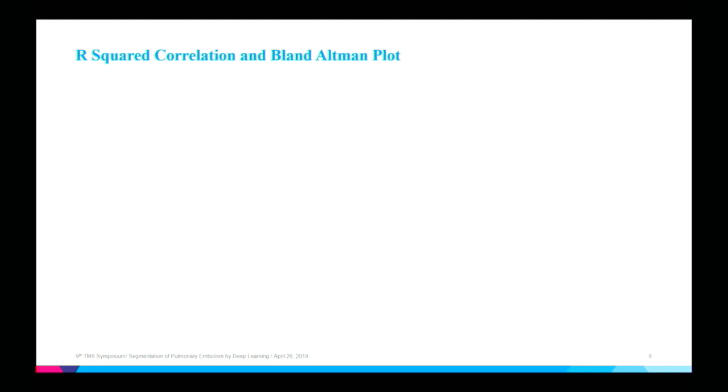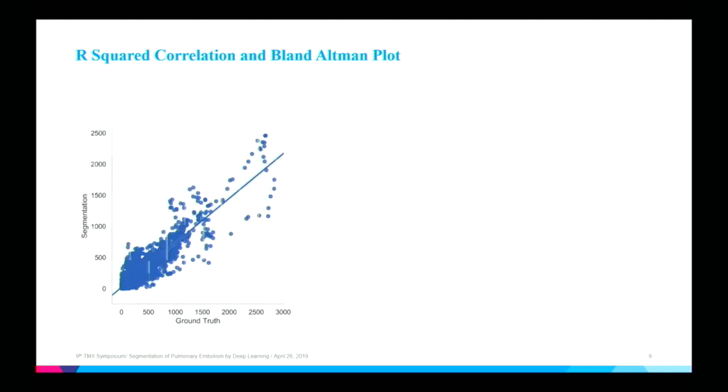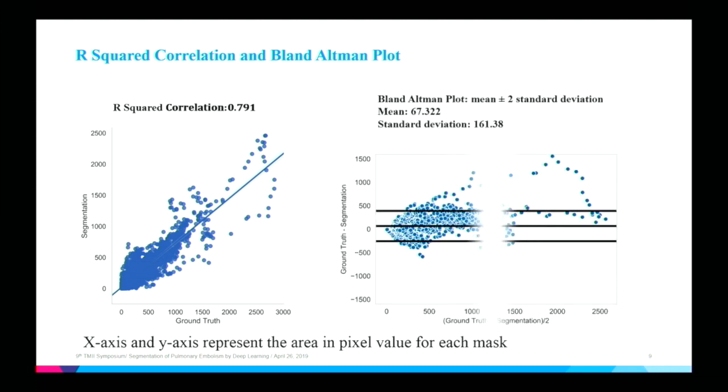We use R-square correlation and a Bland-Altman plot to measure the differences between the segmentation and the ground truth. The x-axis and the y-axis present the area in pixel values for each mask. We see the algorithm achieved 0.791 R-square correlation, which is fair and reasonable performance. And from the Bland-Altman plot, we can see most of the dots are around the mean and within 2 standard deviations from the mean. And there are, of course, some outliers.